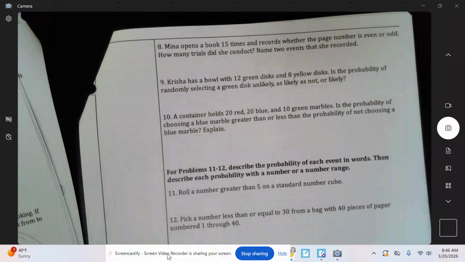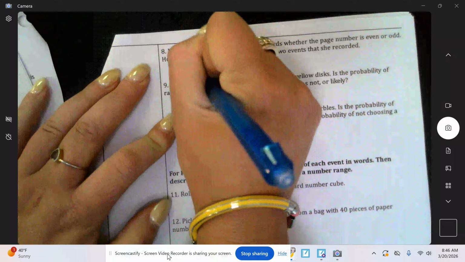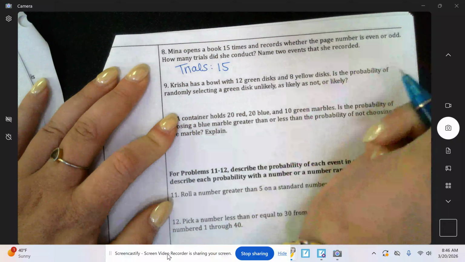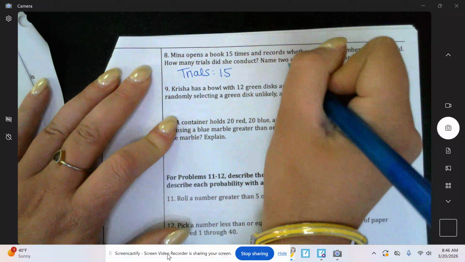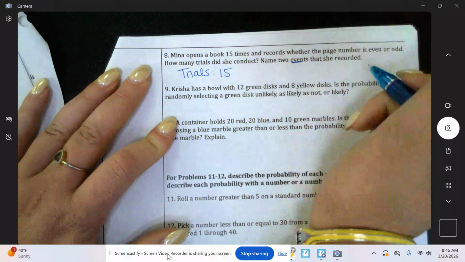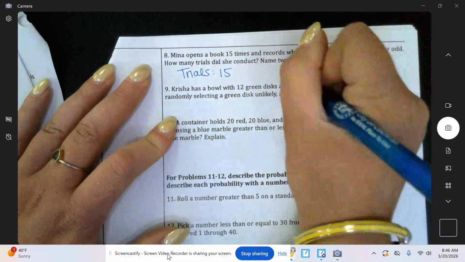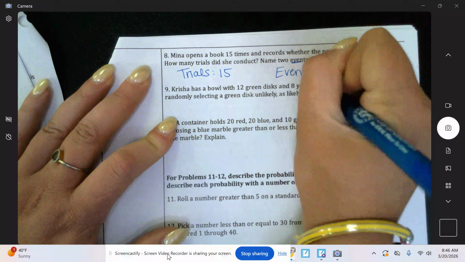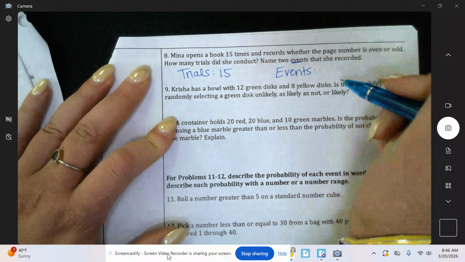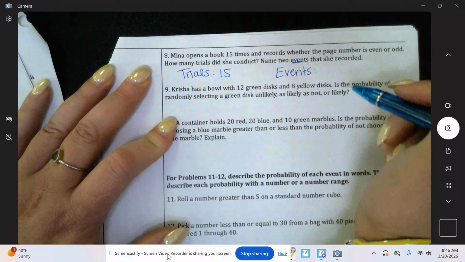Mina opens a book 15 times and records whether the page number is even or odd. How many trials did she conduct? Name 2 events that she recorded. How many trials did she do? Alright, so trials. Basically, how many times did she do it? And then events. What were her events that could happen? Her events were either, remember, an event is what you're looking for. What was she looking for? Even or odd.